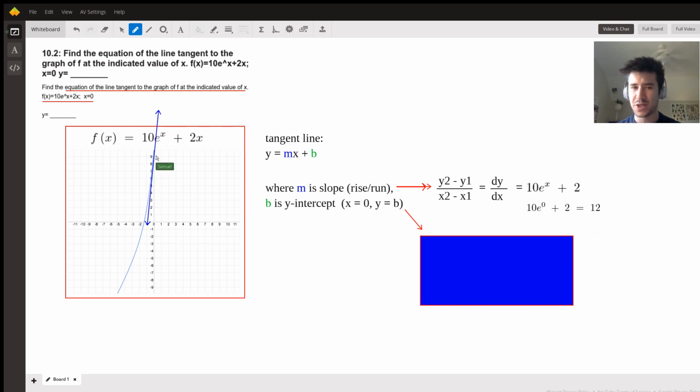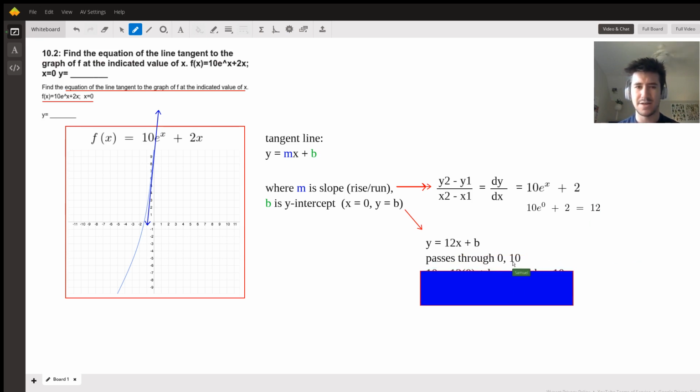So our prediction holds true, that the slope is positive and pretty big. Next, we need to solve for the y-intercept, the b, to finish out our linear equation. So we know that y is going to be 12 times x plus b. This 12 is the same as this 12. And from there, we remember that this needs to pass through the point 0, 10.